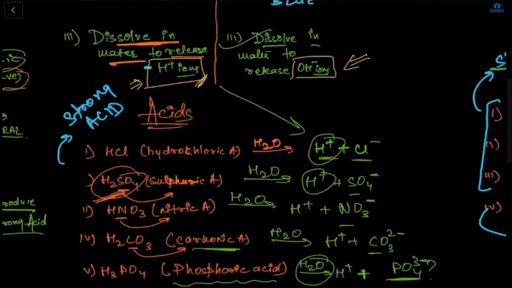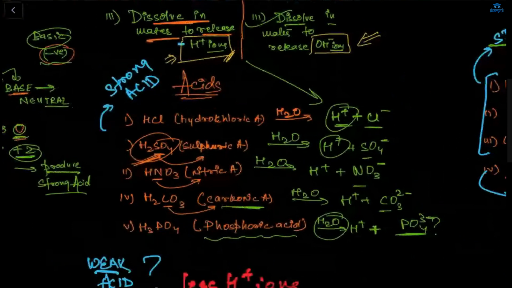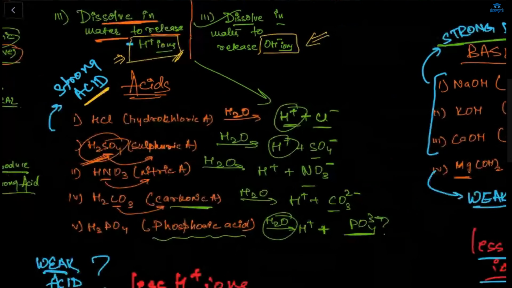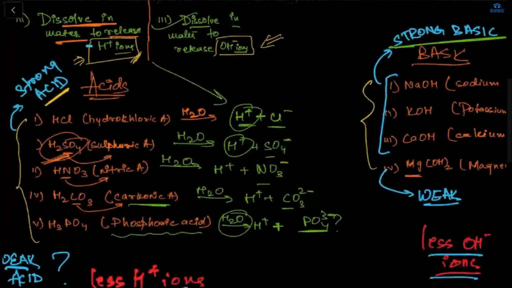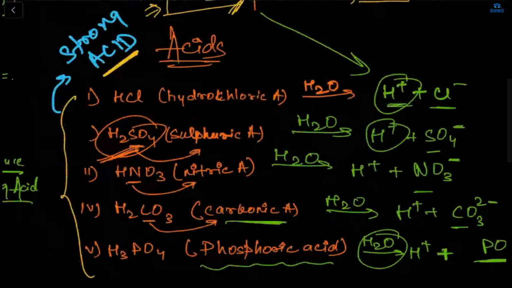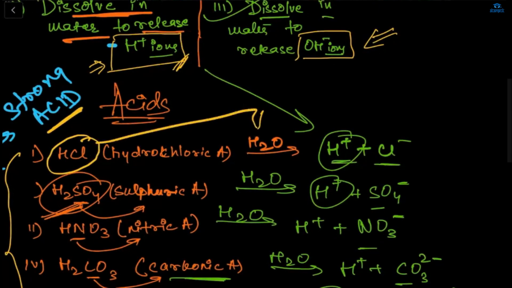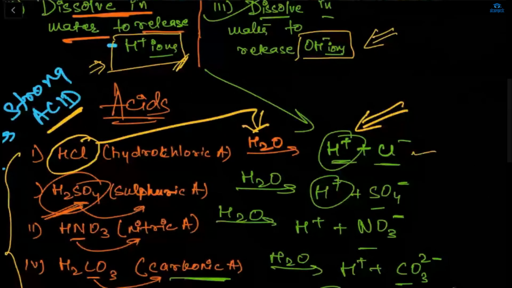Now we will see how OH- ions and H+ ions are released. See here, these are acids and these are bases. These are strong acids and this is a strong base. What are strong acids? Hydrochloric acid is a very strong acid. Sulfuric acid, H2SO4, is also a very strong acid. Nitric acid, HNO3, carbonic acid, and H3PO4, which is phosphoric acid. If we dissolve these acids in water, H2O, what will happen? They release H+. If you dissolve hydrochloric acid in water, it releases H+ and Cl-.